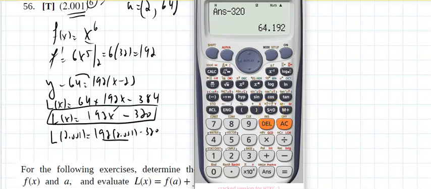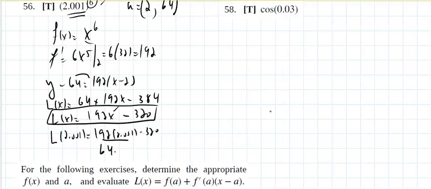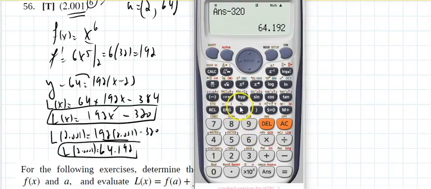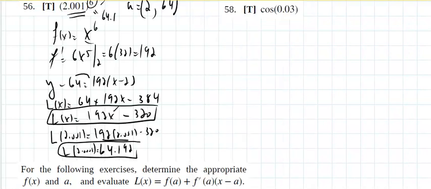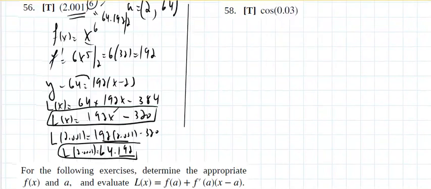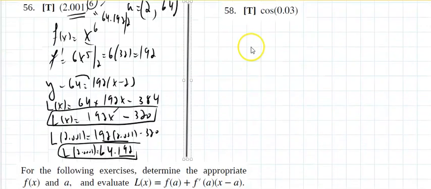I'm getting the answer to be 64.192. That's my approximation. I know that's off. I know that's not the answer. What is the actual answer? What is 2.001 raised to the 6th power? That is 64.1922. So I am accurate to 3 decimal places. And if you're going into programming, this is going to be a big deal.